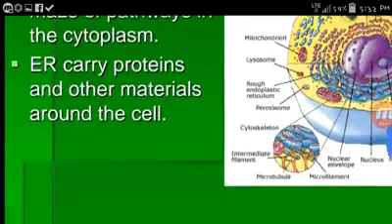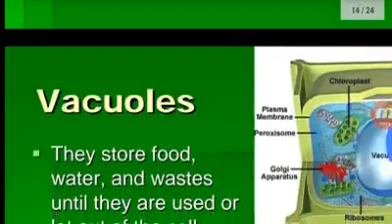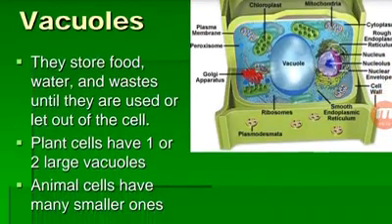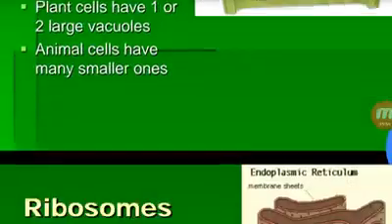Next one. We have the vacuoles. Vacuoles are like the trash bin of the cell. That's a funny name. They store food, water, and waste until they are used or let out of the cell. Plant cells have one or two large vacuoles. Animal cells have many smaller ones. That's the difference between plant and animal cells also. Okay, vacuoles. They're the trash bin of the cell.